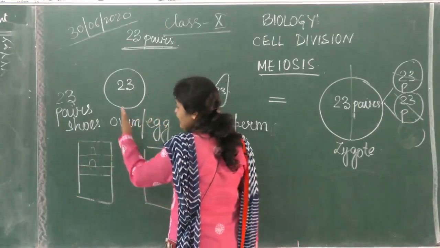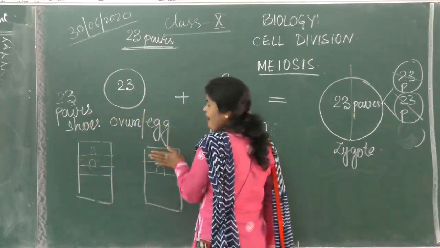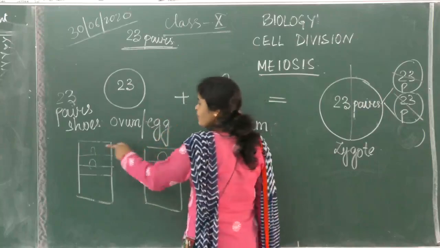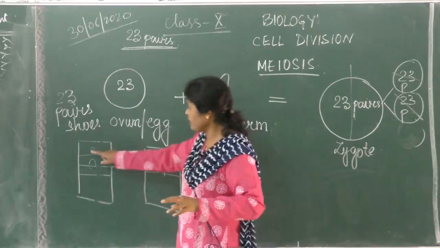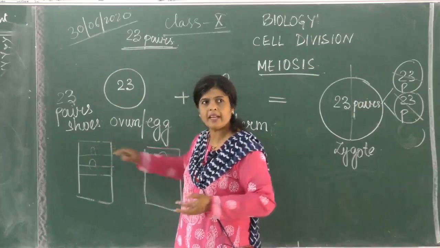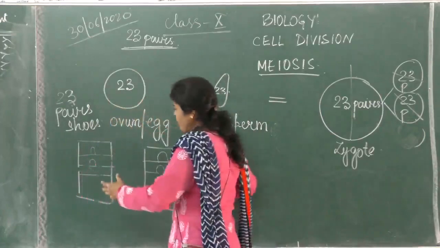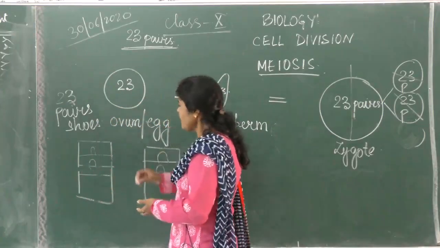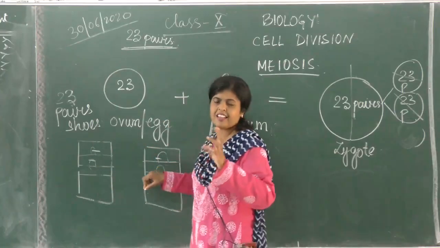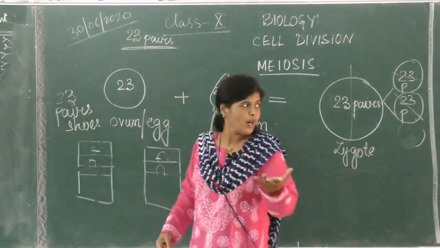So at the end you find this rack has 23 types of shoes and this rack also has 23 types of shoes, but none of them have their pair. You will not find a pair of this shoe in this shoe rack. Is it all right? Now what happens? You bring the two shoe racks together. When you bring the two shoe racks together, each shoe finds its pair. Is it clear? It is something like that we have in our gametes. So what do we say?